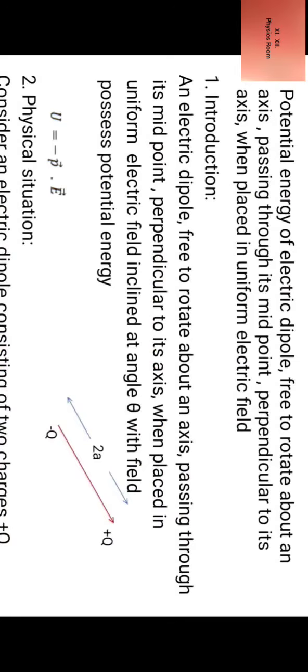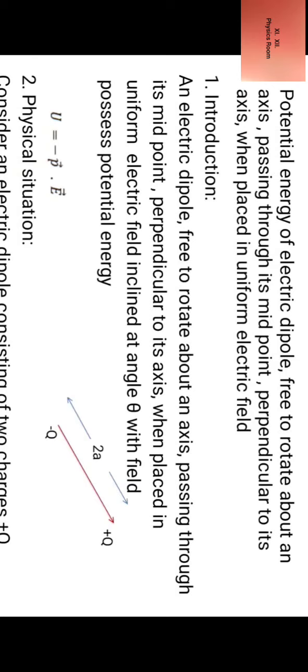Hello friends, continuing with the topic electric dipole in uniform electric field. Today we derive an expression for potential energy of electric dipole free to rotate about an axis passing through its midpoint perpendicular to its axis when placed in uniform electric field.